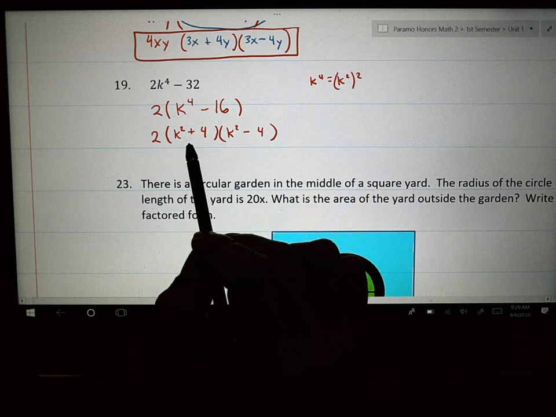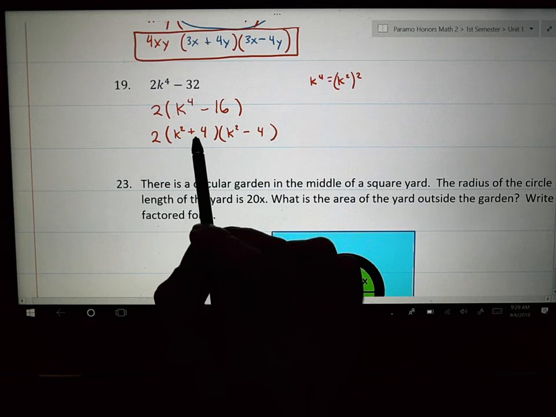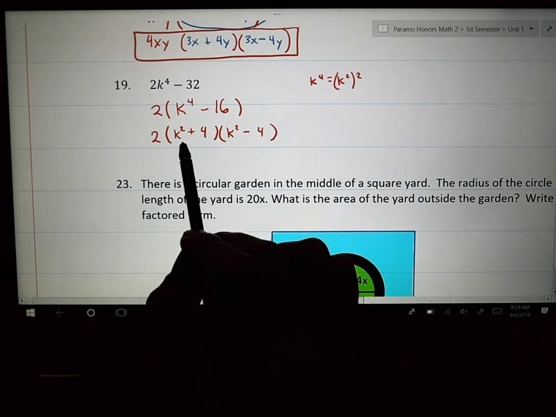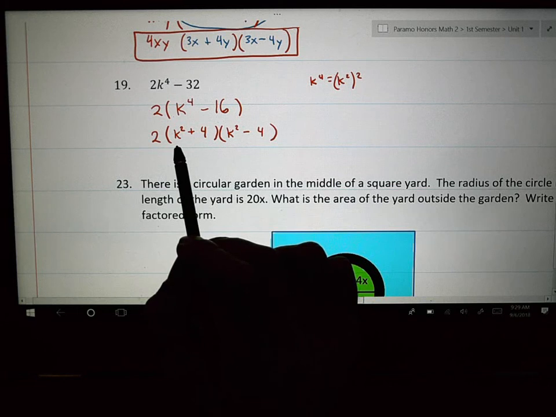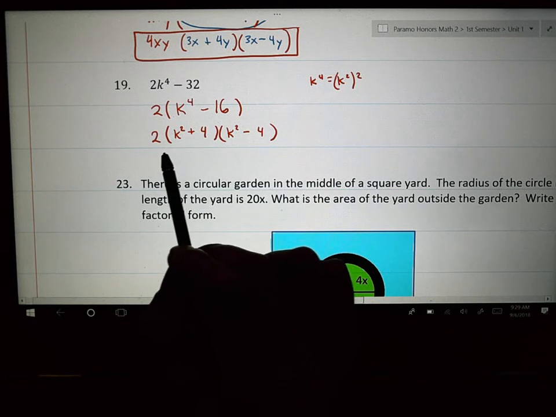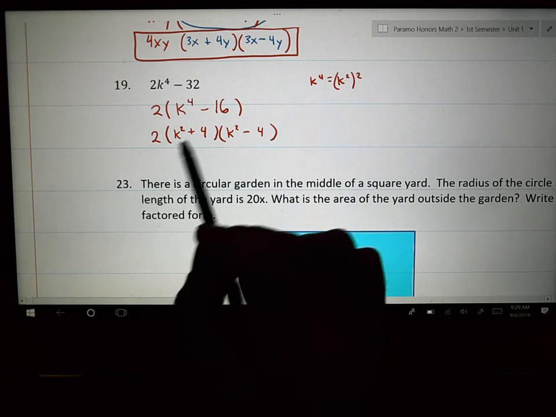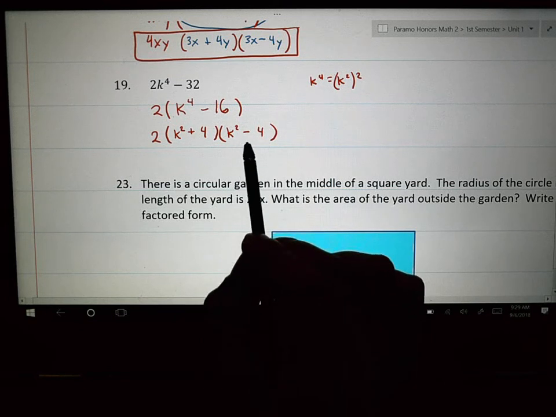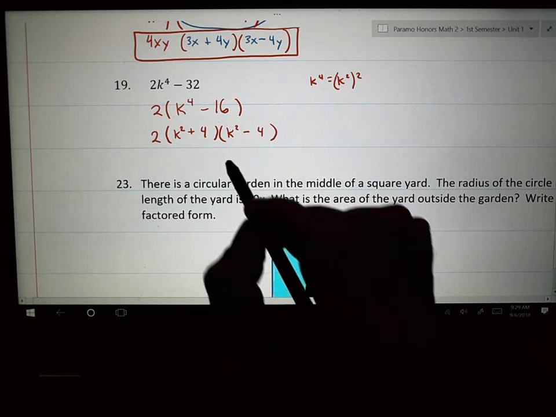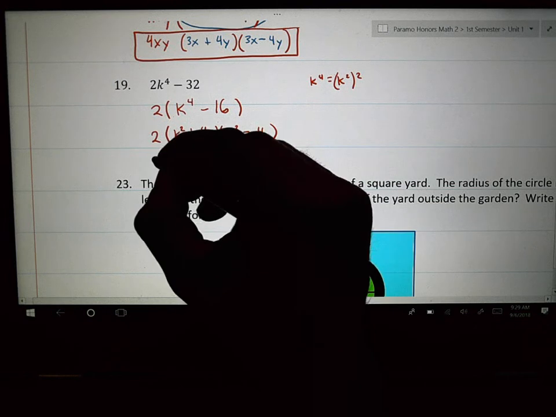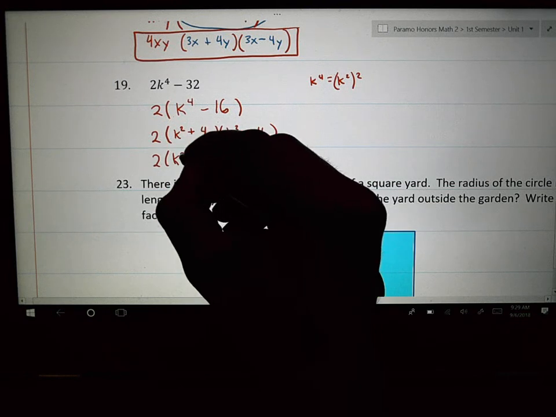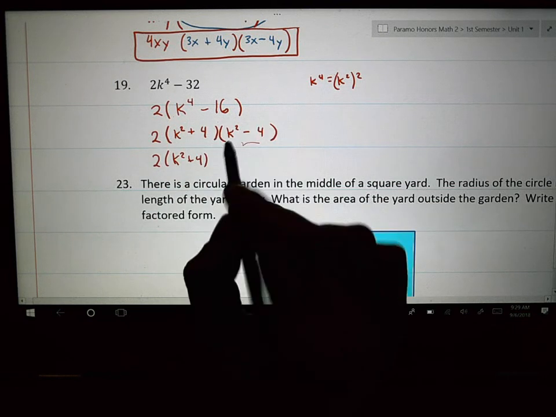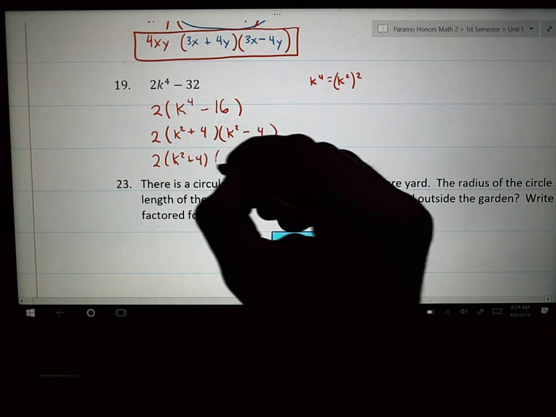No, it's an addition sign. Perfect square, but if it's a plus sign, it cannot factor further. Until we get to second semester, then I'll show you how, but not right now, okay? But when you're here, difference of squares, we can factor this piece only. So we leave this alone, we leave this alone, and I can factor that piece into two groups.